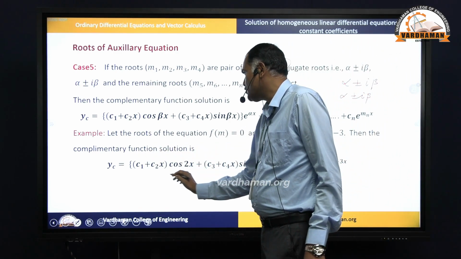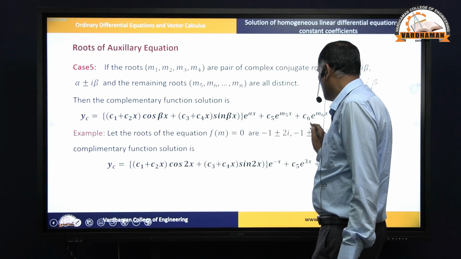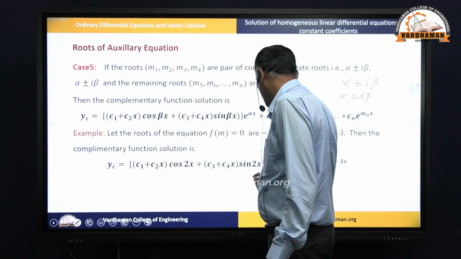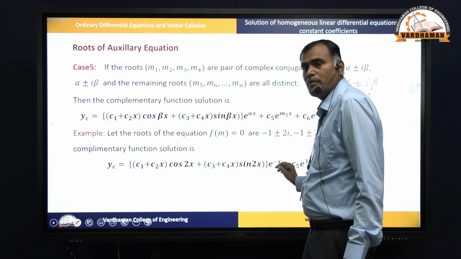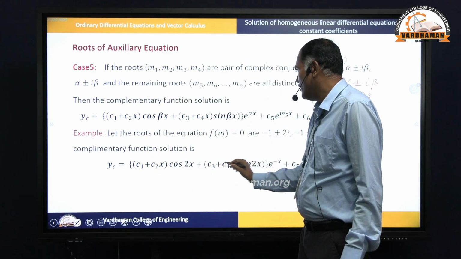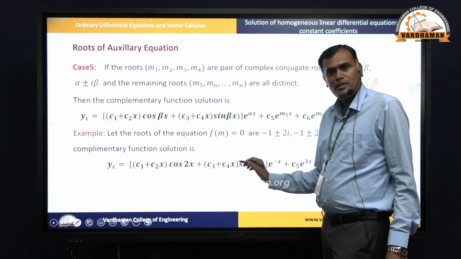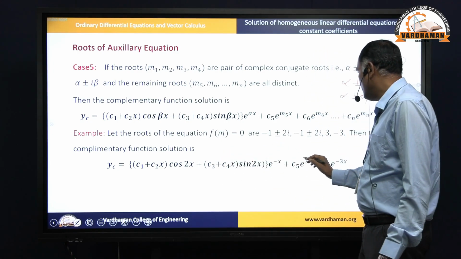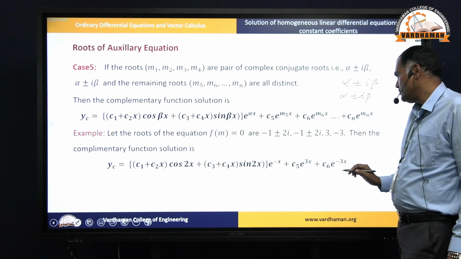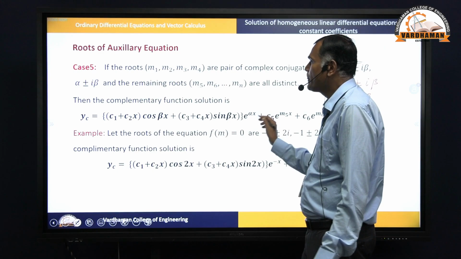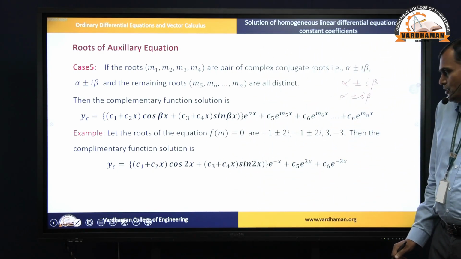Then the complementary function, or solution of the linear DE, is like this. Corresponding to these complex roots, we write the complementary function like this. Here alpha is minus 1, beta is 2, so e power minus alpha x into (c1 plus c2x) cos beta x plus (c3 plus c4x) sin beta x, plus, now these two terms correspond to the real and distinct roots. So this is the way to write a solution when roots are complex and repeated.